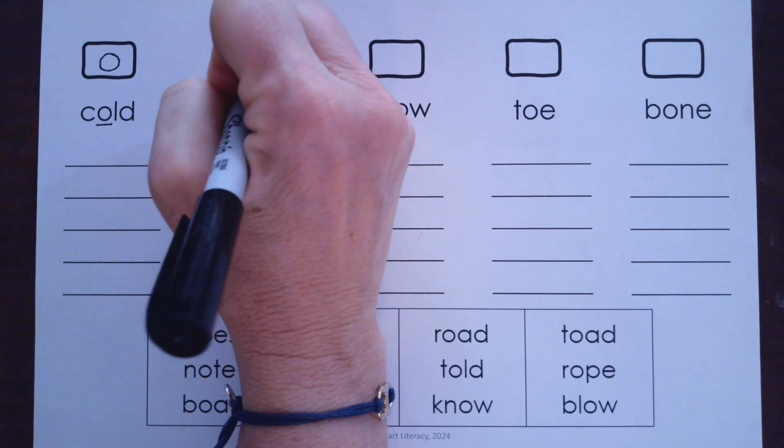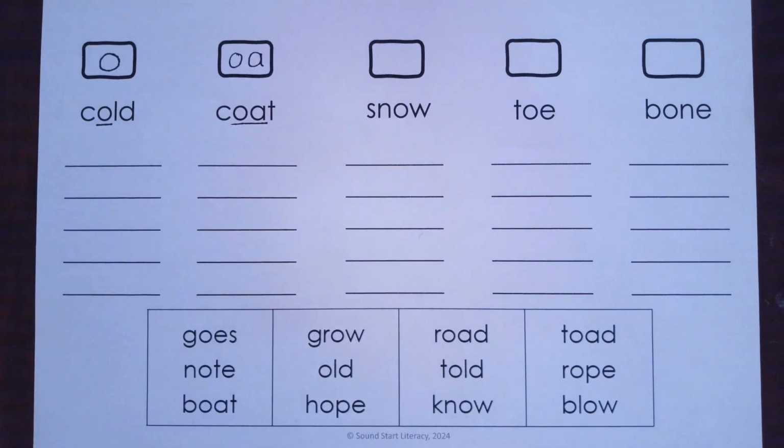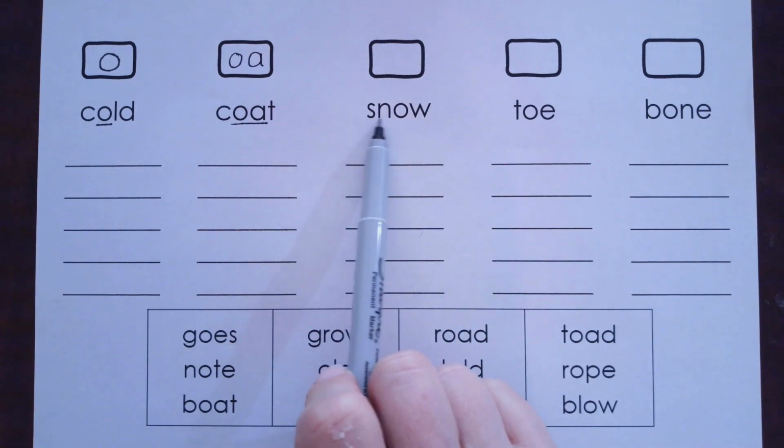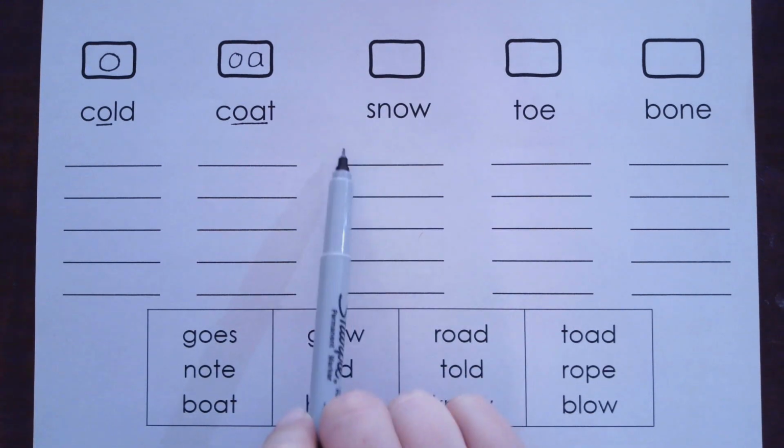This is a 2-letter spelling. So we're asking the kids to pay attention to how many letters and what those letters are, and then we're going to record them in the box. This is the word snow. Everybody tell me the sounds in snow.